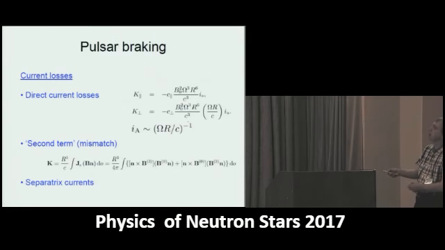The second possibility is that the second term plays the main role, and I will explain a little bit later that this may be understandable by mismatch in the magnetosphere. And the third one is connected with some additional separatrix current.